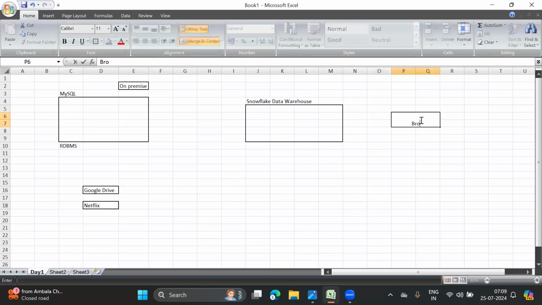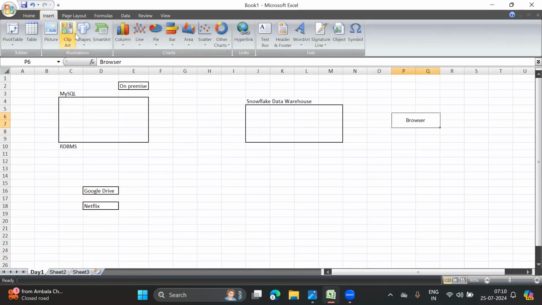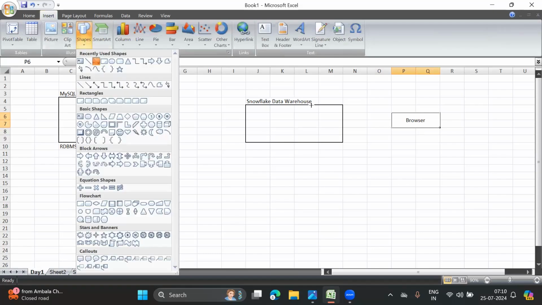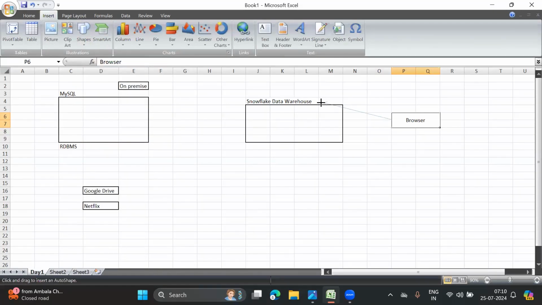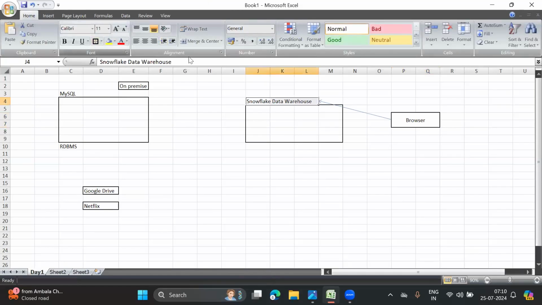And we need only one thing, which is called a browser. We just need a browser and nothing else to access our system. So that is the simplicity which comes with the Snowflake data warehouse. It is very easy to use and very easy to access. And now we can start using the Snowflake data warehouse just like any normal relational database management system.